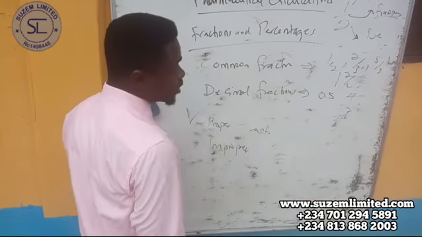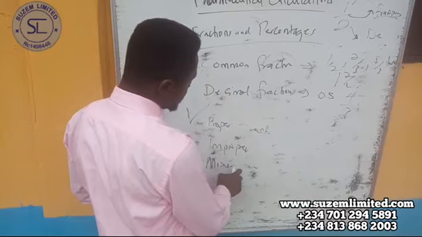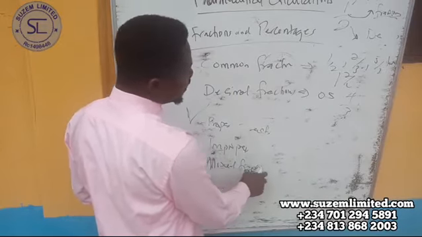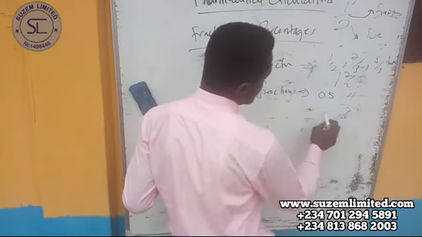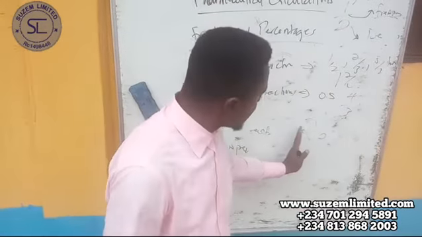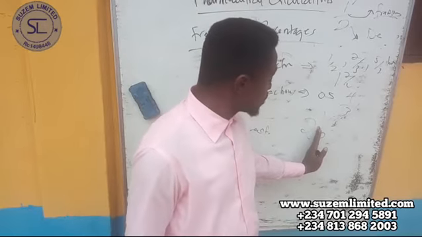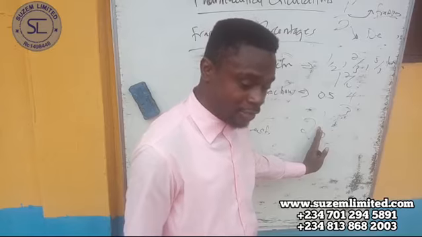Sometimes you may have another one we call mixed fraction. In a mixed fraction, you can have something like 2 whole number, 1 over 2. This is a mixed fraction because it has a whole number and a proper fraction.